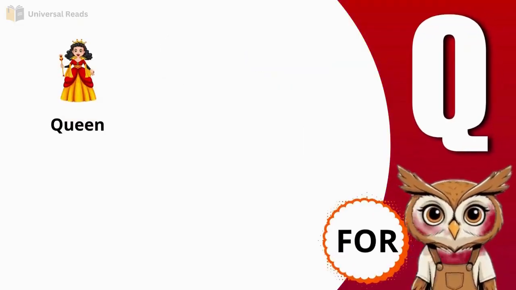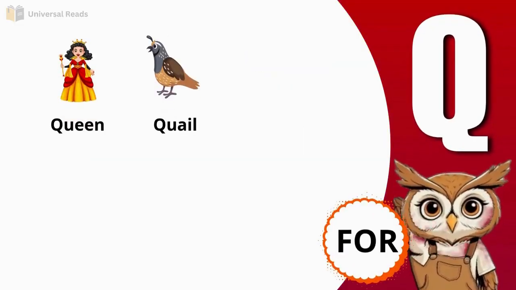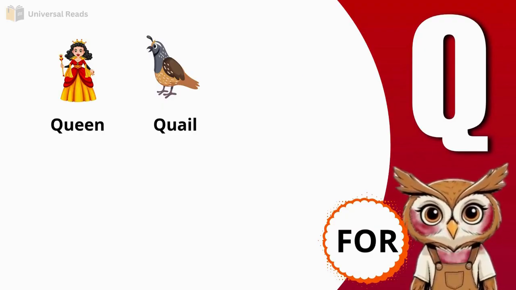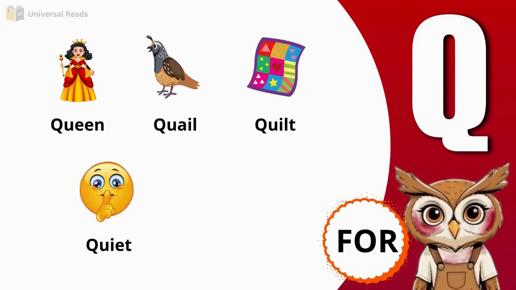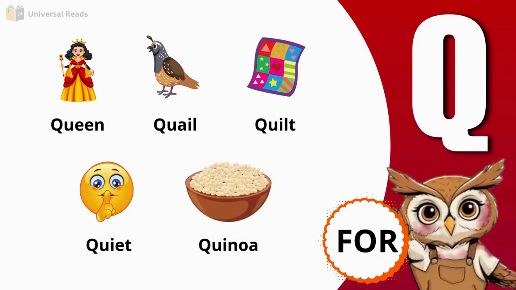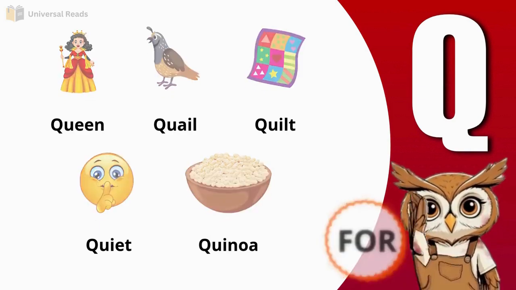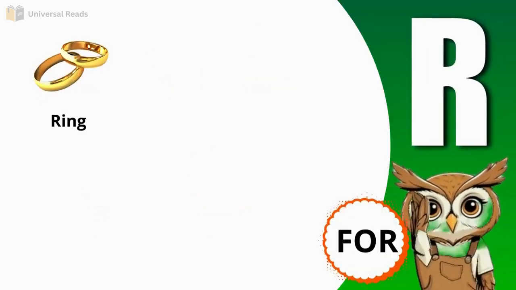Q is for queen. Q is for quail. Q is for quilt. Q is for quiet. Q is for quinoa. R is for ring.